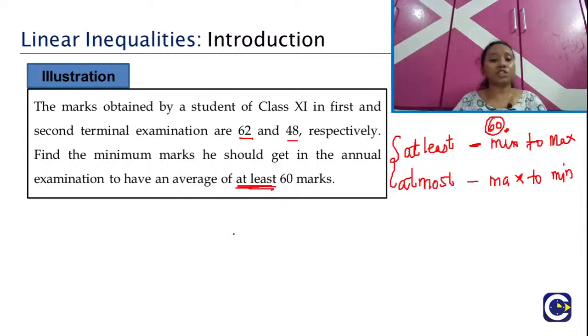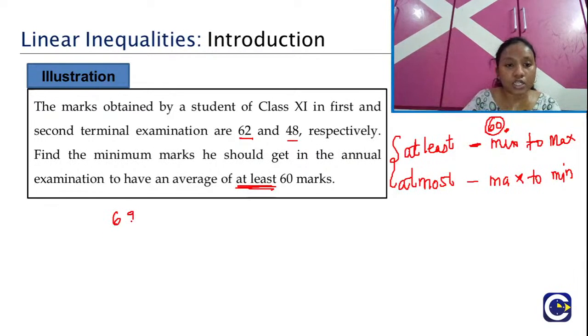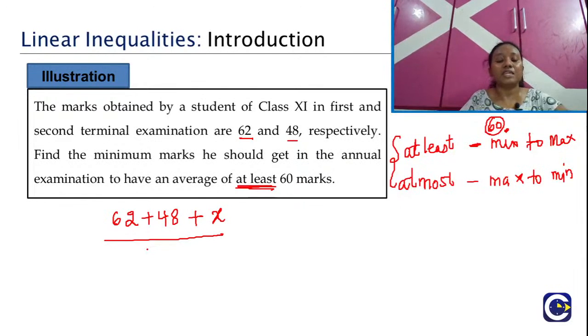Let's convert the given information into inequalities. The marks obtained by a student of class 11th in terminal 1 and terminal 2 are 62 and 48. The average should be at least 60. So what can be his minimum marks in the annual examination? If I assume the score in the annual exam is x, then as it's an average, it will be (62 plus 48 plus x) divided by 3.